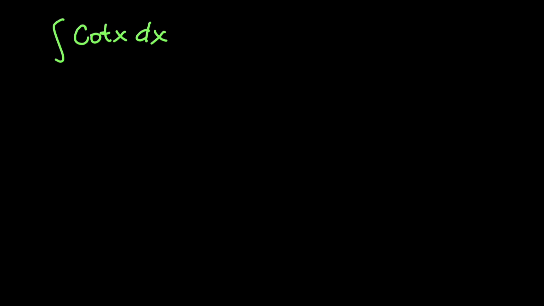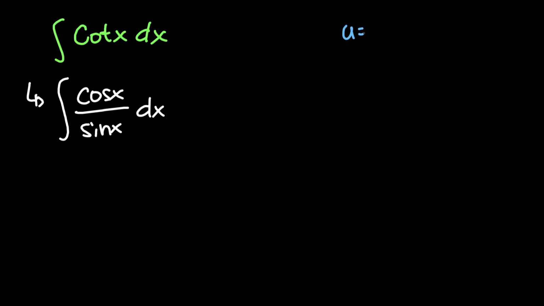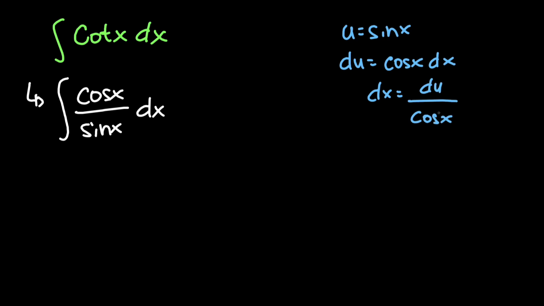Let's start with the integral of cotangent of x dx. First, let us rewrite this into its simpler form, which would be the integral of cosine of x over sine of x dx. And so, let u here be sine of x. The derivative of sine of x would be cosine of x dx. So, dx right here would be equal to du over cosine of x.